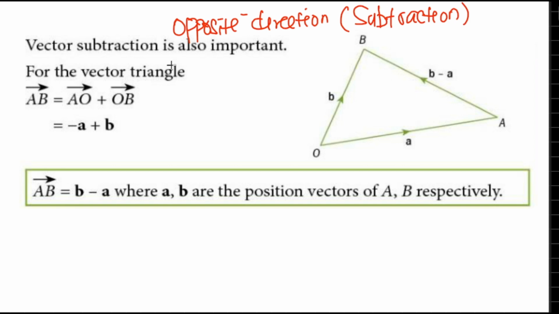So for the vector triangle, AB equals OA, but the direction is different. You can see the direction of B and the direction of A: the directions do not follow each other. So AB is AO plus OB. Normally, if we want to add this vector, this is what we do.